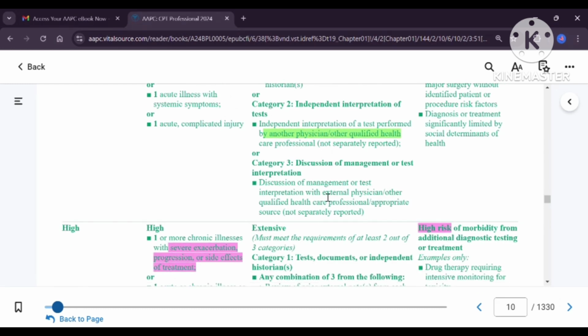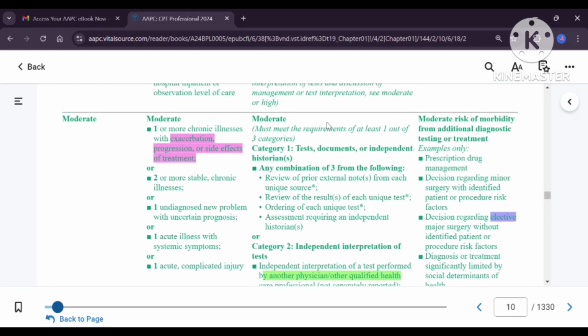And the third category is discussion of management or test interpretation. That means here the doctor is discussing the patient's treatment or the testing with some other doctor, an external physician. Then it can be considered as a moderate category of data to be analyzed. Then again it will fall under moderate level of MDM.